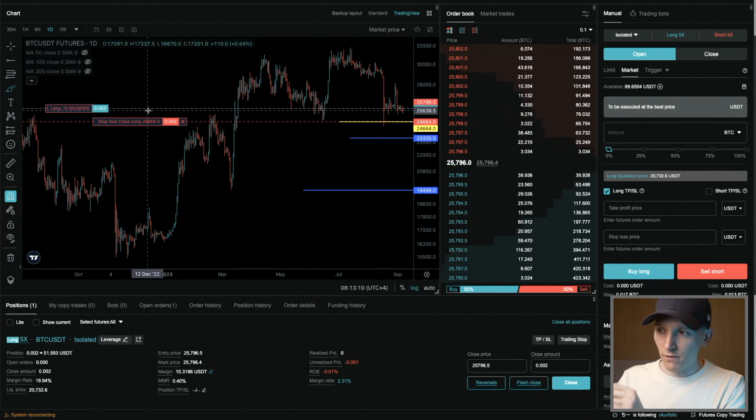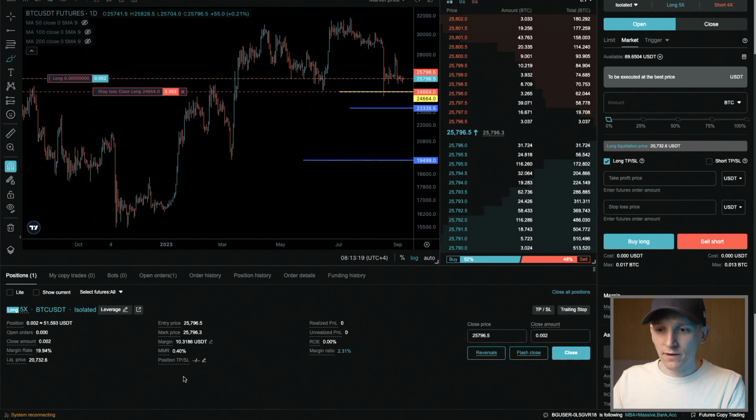And it's in the red now, so it's in a tiny loss. If this price moves down to our stop loss level, it will sell out for us. Now you can also edit this, so you can see the order details.